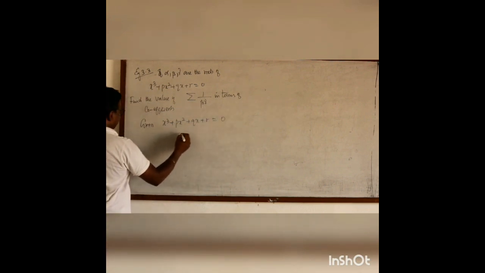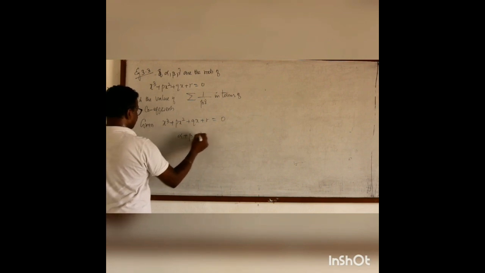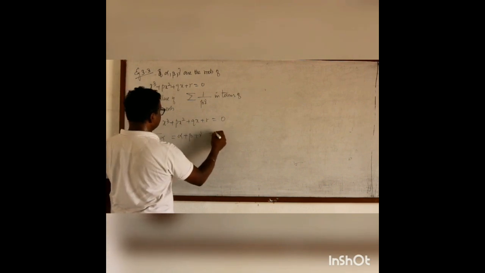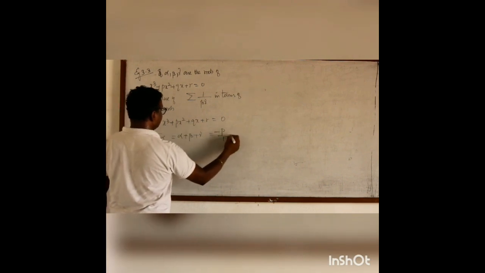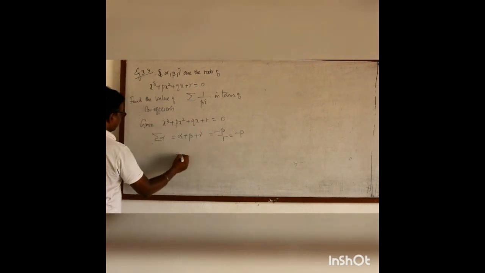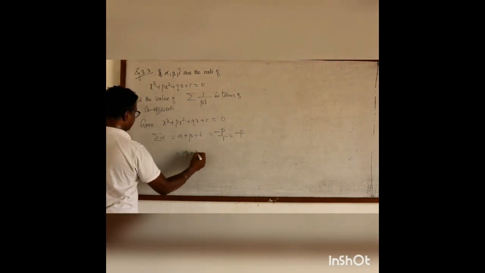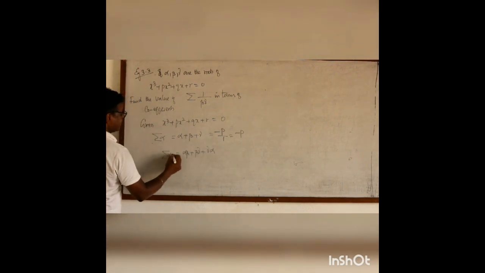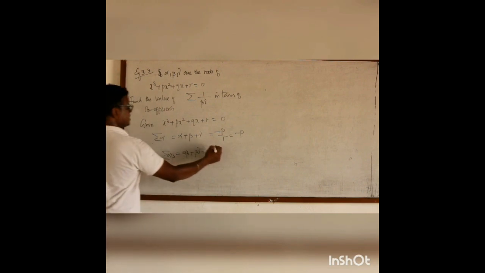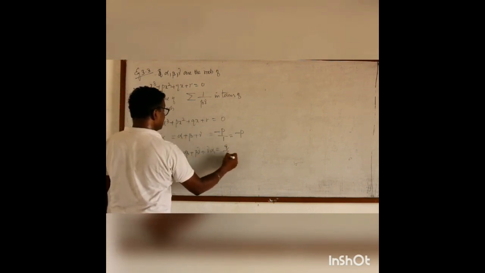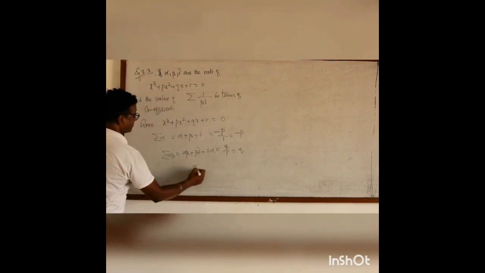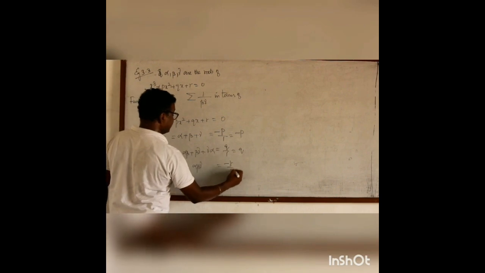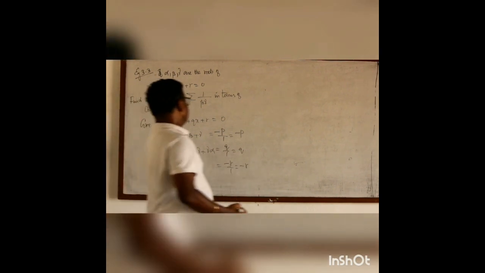Here, if I take single roots, it is alpha plus beta plus gamma, which is sigma alpha. Single roots, then it is minus b by a. Here it is minus p by 1, which is minus p. If I take 2 roots, it is alpha beta, beta gamma, gamma alpha, that is the sum of the product of 2 roots, which is c by a, that is q by 1, which is q. And then the product of the 3 roots only once I will get, that is minus r by 1, which is minus r.